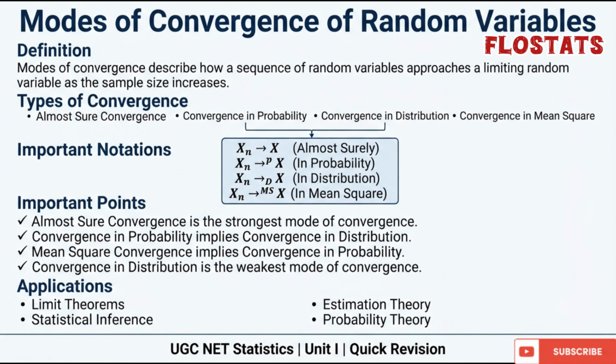The modes of convergence describe how a sequence of random variables approaches a limiting random variable. The 4 important modes are almost sure convergence, convergence in probability, convergence in distribution, and convergence in mean square. Among these, almost sure convergence is the strongest, while convergence in distribution is the weakest. These concepts are fundamental in asymptotic statistics and probability theory.